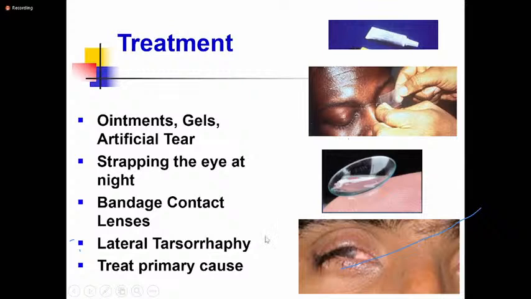A tarsorrhaphy is where we suture the eye. It can either be permanent or temporary. If it's a temporary issue, you can put in a tarsorrhaphy, where we just stitch the lateral aspect of the eyelids to make sure that the eye is closed and protected. Then you treat the primary cause. So any patient who's unconscious, let's say you're doing ICU duty, make sure that the eyes are sorted out. Otherwise, the patient will wake up and you'll be very disappointed to find that they can't see well.